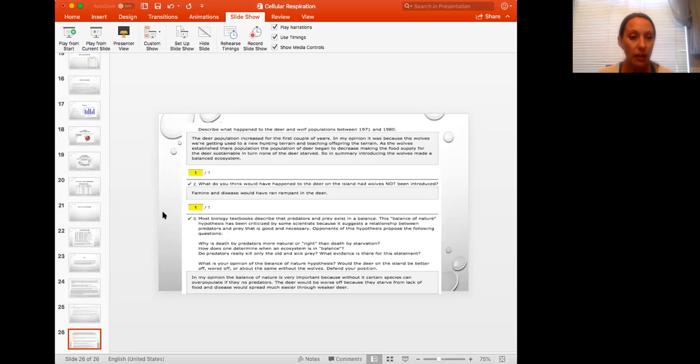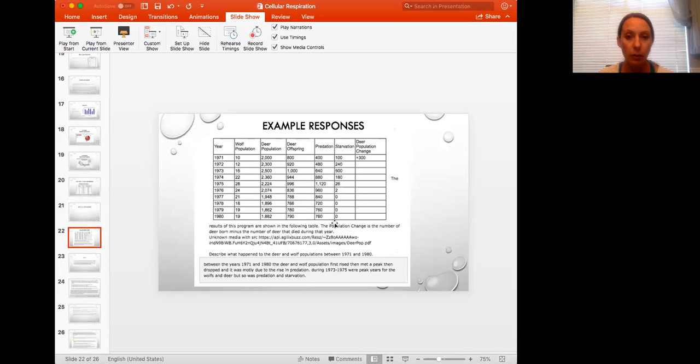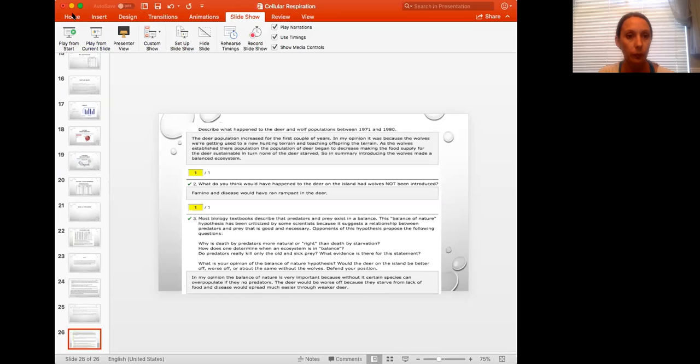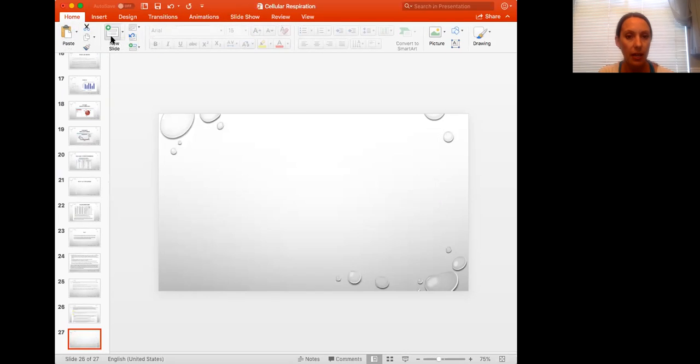Okay, so in this activity, what they're asking you to do and what students are doing is they're looking at this data. They're looking at the population over a period of time. They're looking at what happens to the population of deer when wolves are brought in. And then from that, we can base our opinions on the balance of nature hypothesis. Okay, so interpreting that data. Okay, any questions on that?